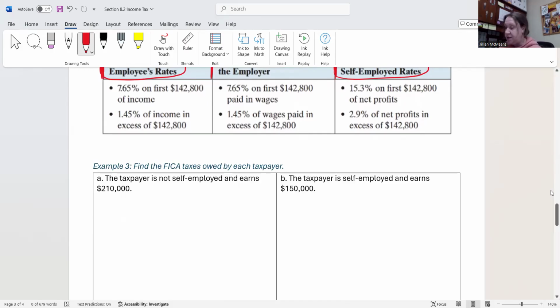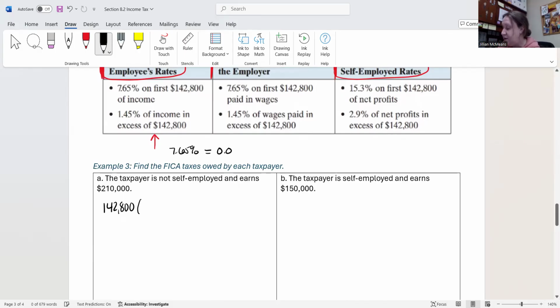So the way this works is you would fall into this category right here. You are an employee of someone else, so you pay part of your FICA taxes. The employer pays the rest. We're only going to figure out how much you, the taxpayer, pay. Okay, so for the first $142,800, you pay 7.65%. And remember, if we have 7.65%, we move the decimal to the left twice to get this in decimal form, which is what we need.